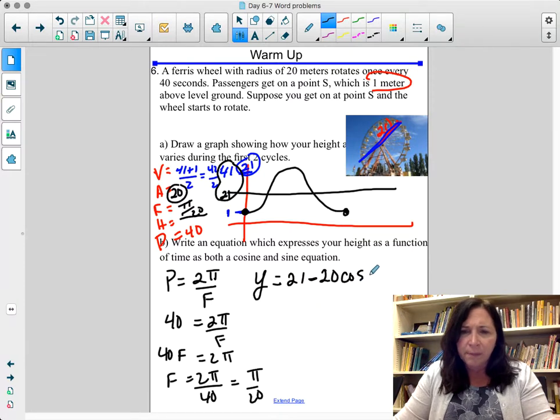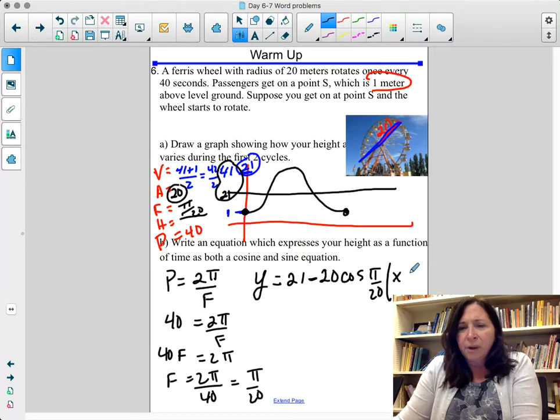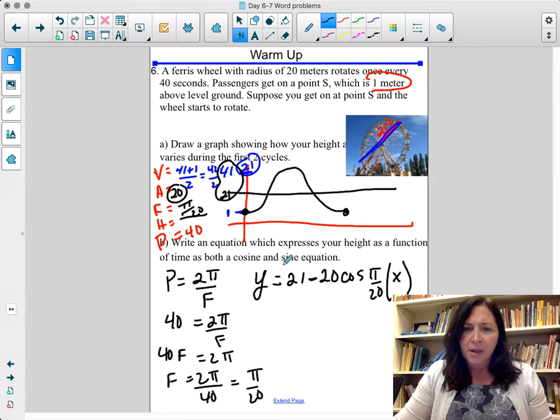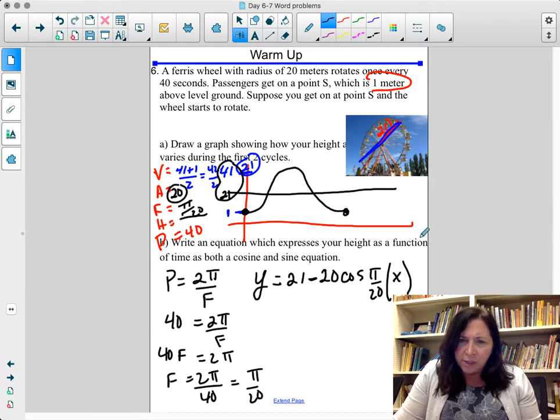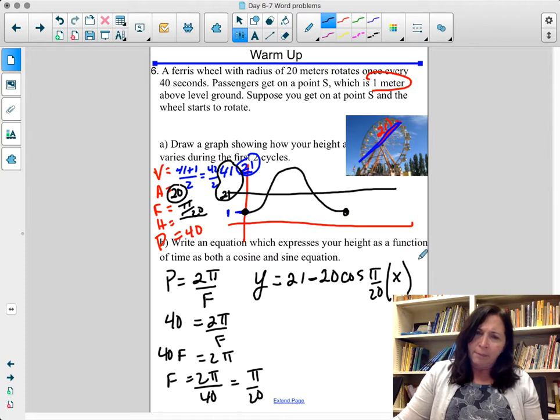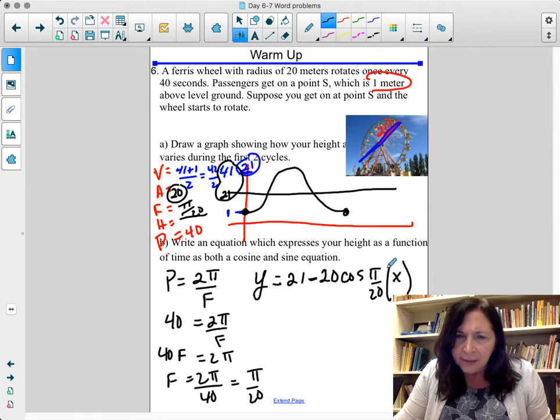What's my frequency? Pi over 20 times, do I have a shift? No. So I could write x minus 0, or I could just write x. Okay, cool. Now, it did say write your expression as a function of time and height.